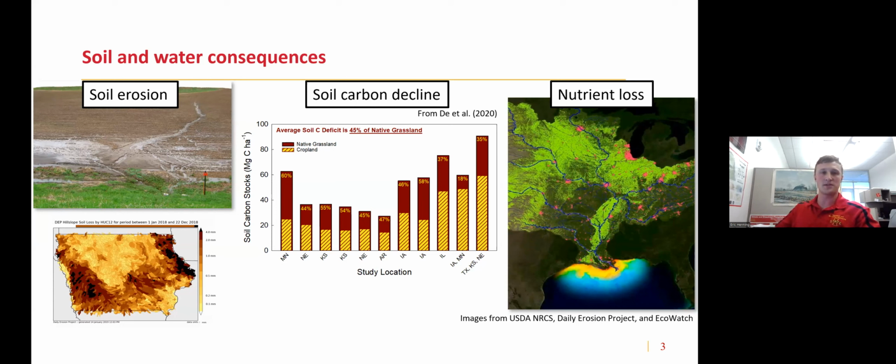Going along with the soil erosion issues, a recent study showed that in Iowa and regionally, the average cropland is at a 45% deficit in soil carbon when you compare it to native grasslands. That presents a little bit of a potential carbon sink in our landscape. And then additionally, I know this is another topic that's definitely been covered in a lot of these webinars, but the nutrient loss associated with our cropping system is a big issue. The loss of nitrogen and phosphorus into waterways creates numerous water quality issues, including the infamous Gulf hypoxic dead zone in the Gulf of Mexico.